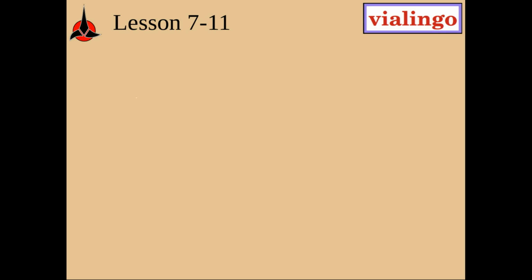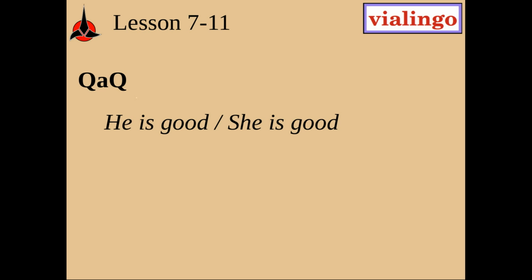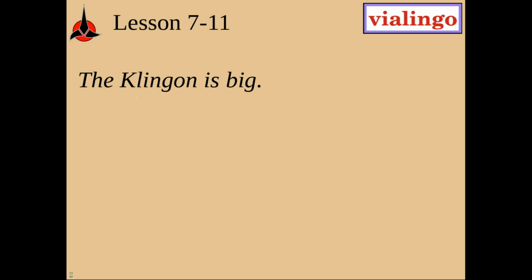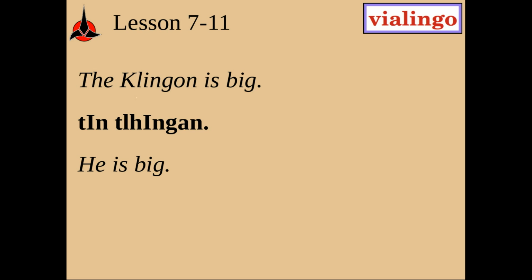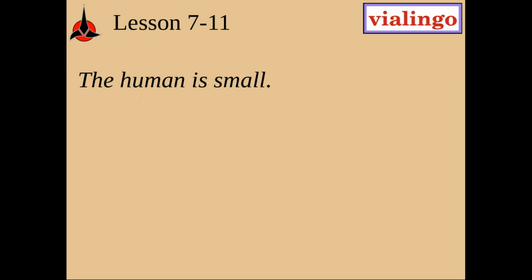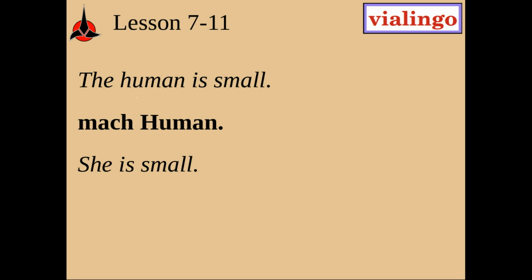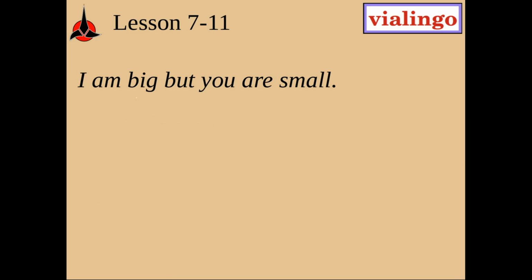You already know that when he or she is doing something, you don't need a prefix. He is good and she is good are both translated by a one-word sentence. Kak. How do you say, the Klingon is big? Tin Klingon. He is big. Tin. The human is small. Mach Homan. She is small. March. I am big, but you are small. Jitin ach bimach.